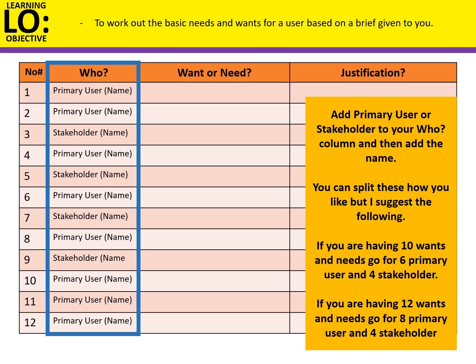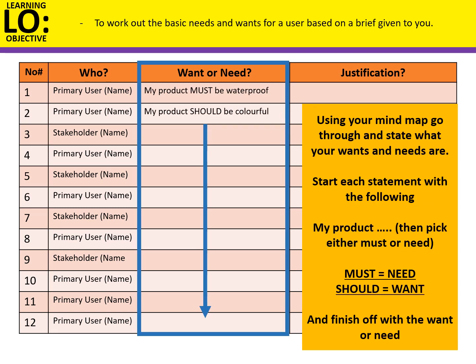Your primary users are the main people that are going to be using this, so it should be weighted in their favour. In the next column along, the want or need column, I want you to start every sentence off with my product, and then after that you should pick either must or should. So my product must be waterproof. My product should be colourful. Must is a need and should is a want. Fill all these in all the way down to the bottom of your table, making sure that each one is different and that you're not replicating them.